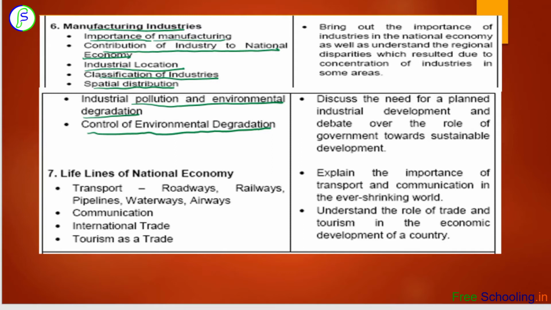Moving on to the seventh one, Lifelines of National Economy. The first topic that we are going to cover here is transport: roadways, railways, pipelines, waterways, airways. And then we have communication, international trade, tourism as a trade. So these are all the topics that are going to be covered in chapter 7, Lifelines of National Economy. So here we are done with Geography.